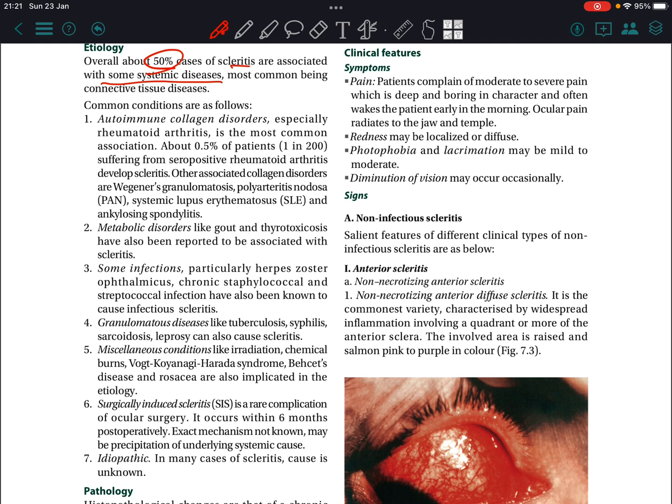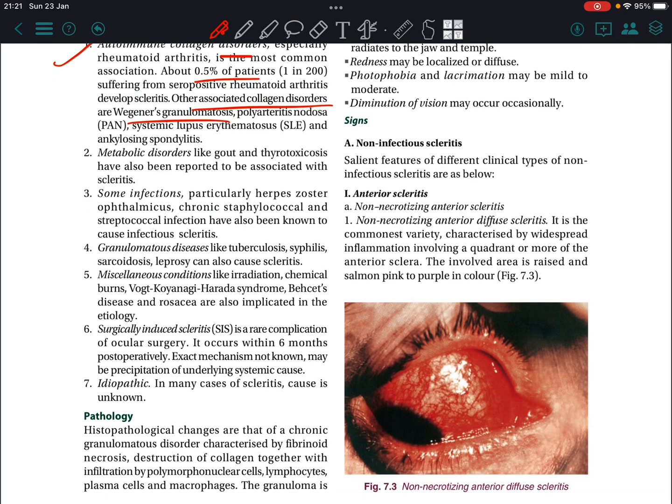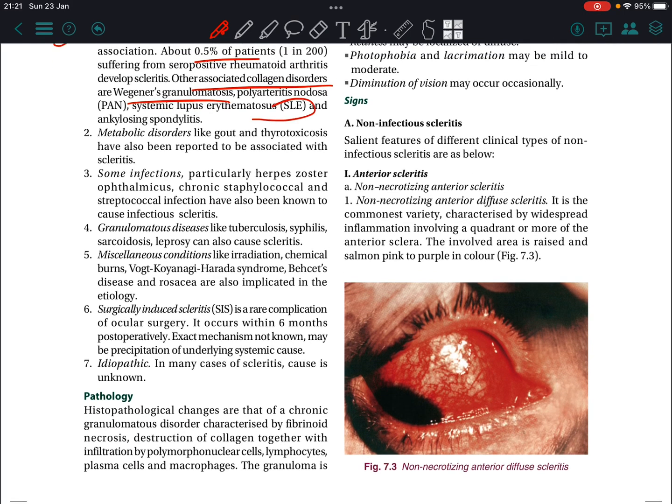Common associated conditions are as follows: autoimmune collagen disorders, other associated collagen disorders, Wegener's granulomatosis, polyarteritis nodosa, systemic lupus erythematosus, ankylosing spondylitis. Metabolic disorders such as gout and thyrotoxicosis have also been reported to be associated with scleritis. Some infections, particularly herpes zoster ophthalmicus and chronic staphylococcal and streptococcal infection, have also been known to cause infectious scleritis.